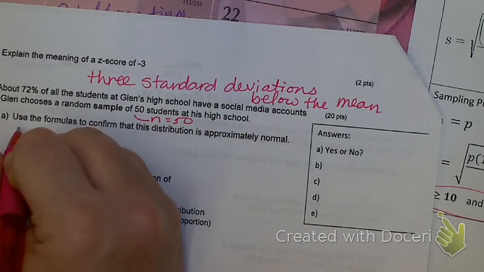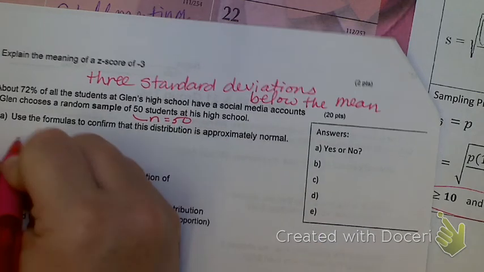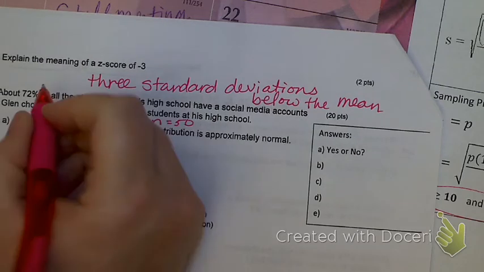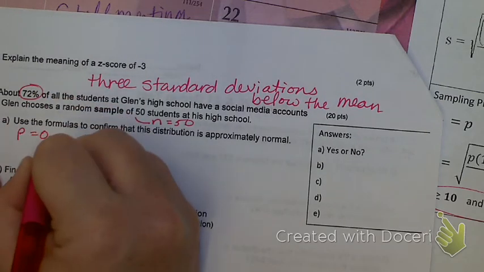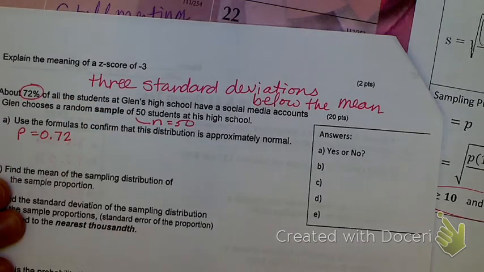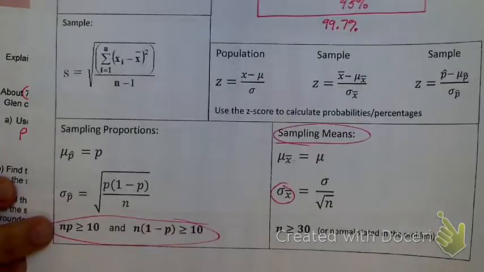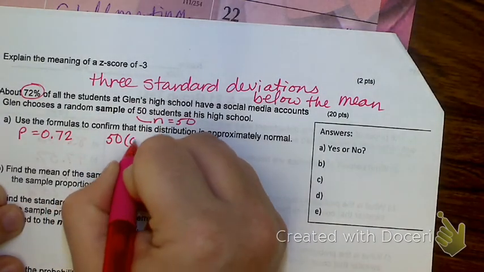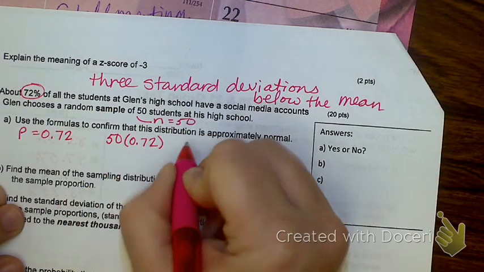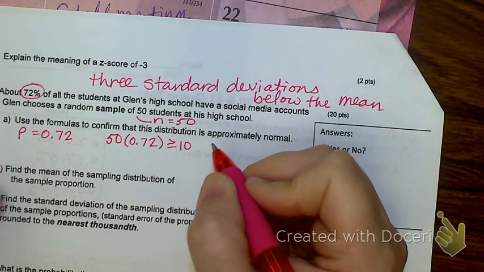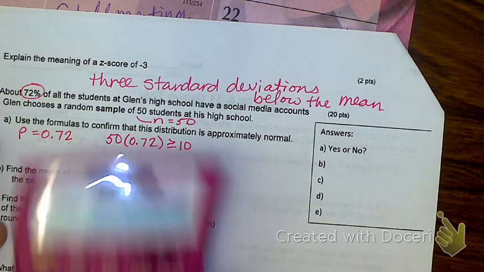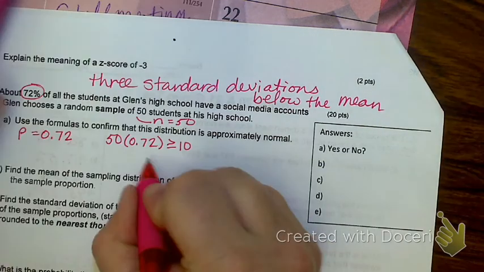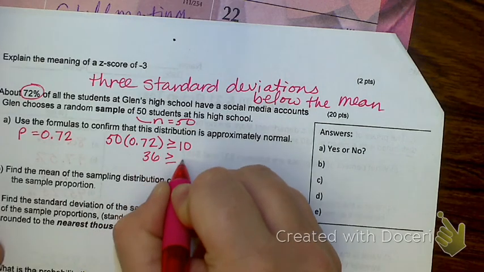So I need n, which I know is 50. I also need p. And p is our percentage, which is 0.72. So I need to show that np, so 50 times 0.72, is greater than or equal to 10. Well, 50 times 0.72 is 36, and that is greater than or equal to 10.